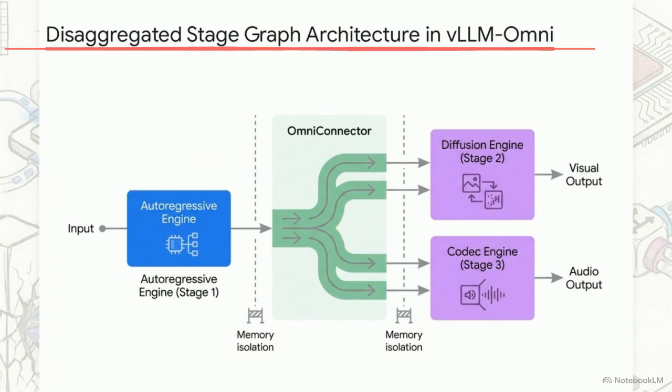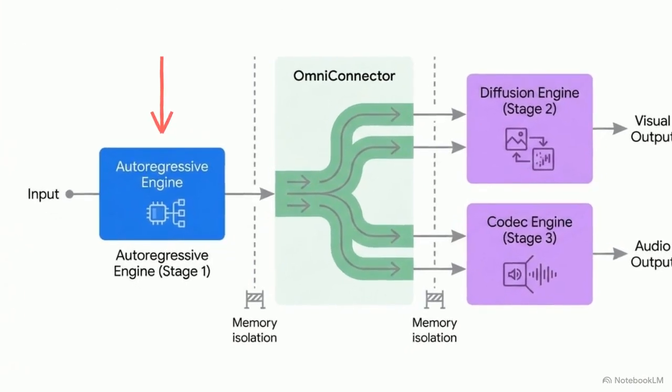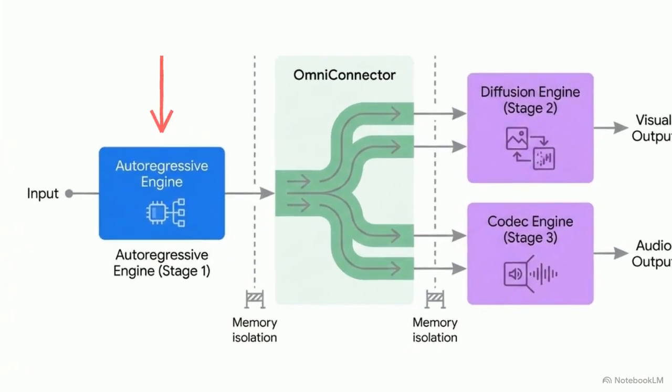This diagram illustrates the framework's stage graph abstraction. Instead of running a model as a single entity, the architecture decomposes it into independent computational phases. Here, Stage 1 operates as the autoregressive engine, handling initial text processing before hitting a strict memory isolation barrier.